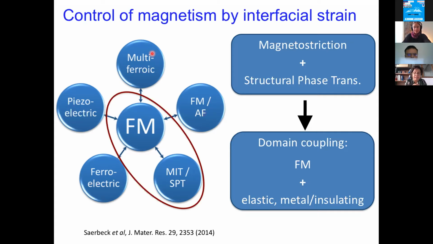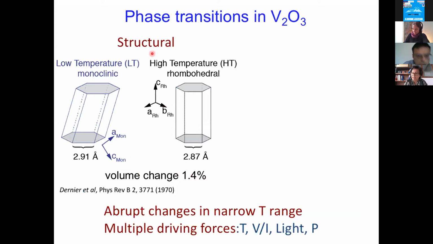So the system of choice is nickel on the vanadium oxide, in particular V2O3. And why would we then choose a vanadium oxide? So the reason is that this family of vanadium oxides, not only V2O3, but VO2 and others, can experience a structural phase transition in a very narrow temperature range.